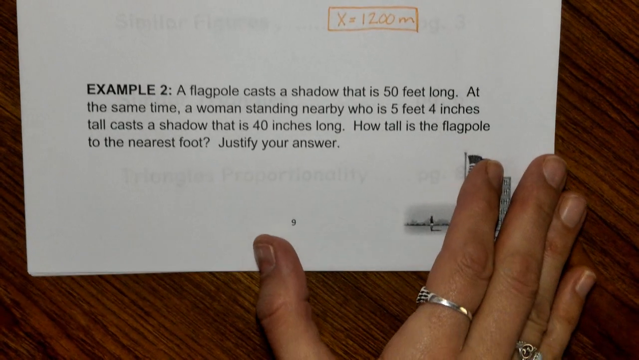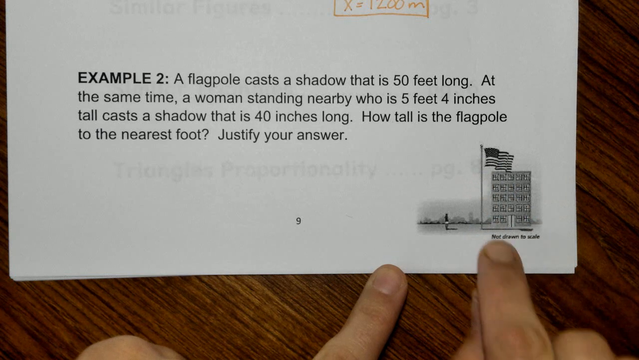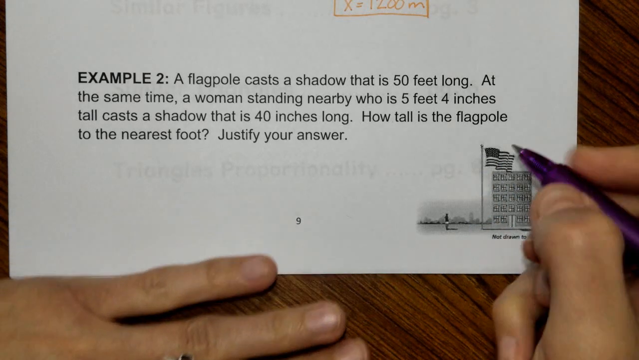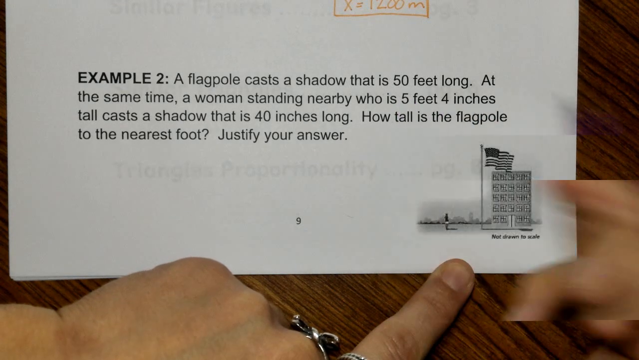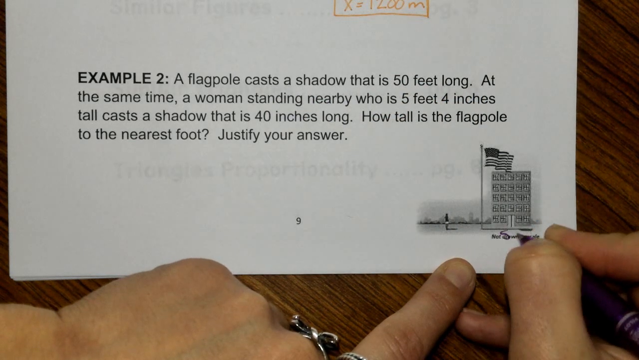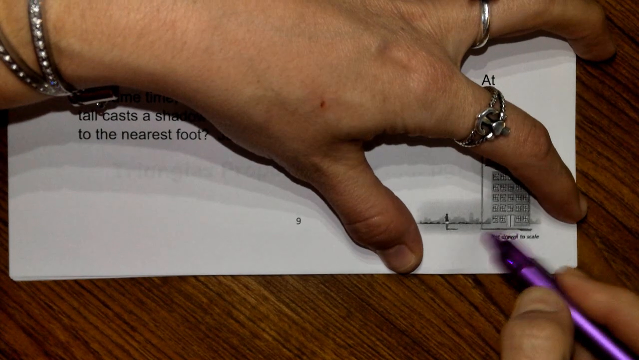Okay, so the next one. Let's start writing tiny. We have a flagpole that casts a shadow that is 50 feet long. So here's your flagpole. Here is your shadow. So let's go ahead and start labeling some things here. Your flagpole right here, we have 50 feet long. The shadow is 50 feet long. So down here we have 50. Okay. Actually, let's wait on that one.